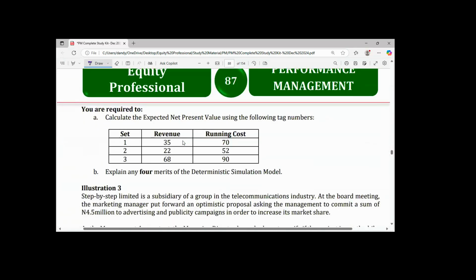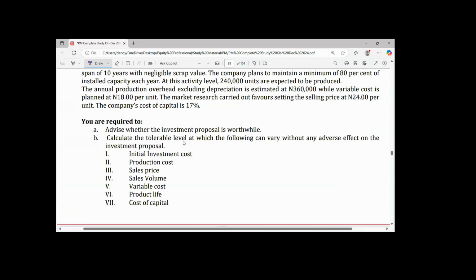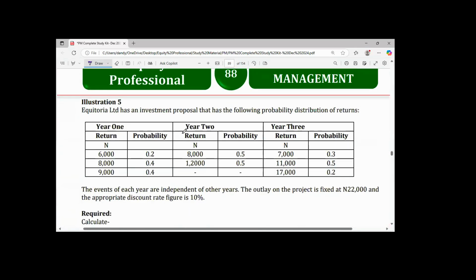I think this is the question we solved, illustration number 5. Esther, can you confirm? Is it this question we solved? Yes, sir. So you can see that the cash flow of year 1 is different from the cash flow of year 2, which is different from the cash flow of year 3. So that means they are independent. And that's why the examiner told you that the events of each year are independent of other years. So this is the one we solved.